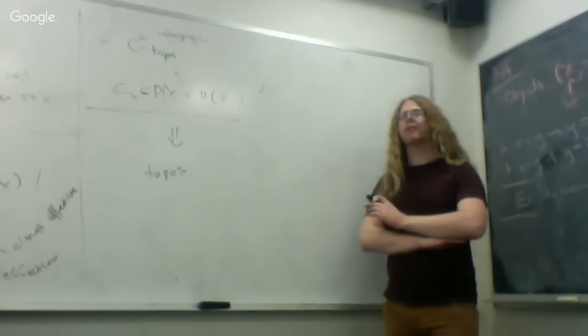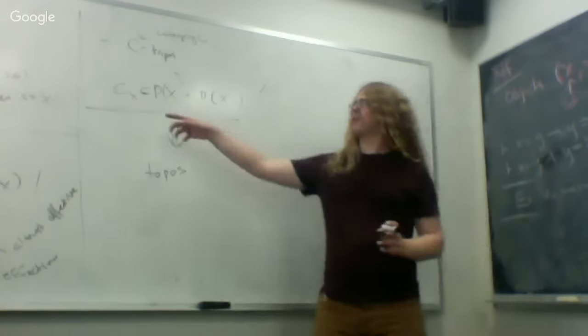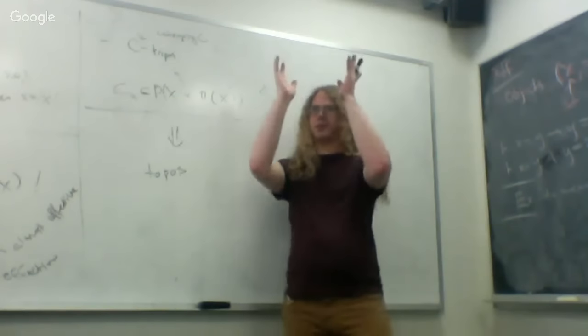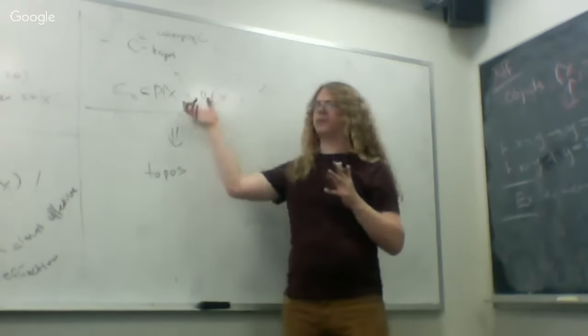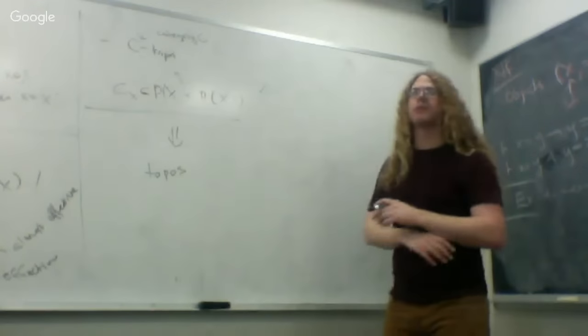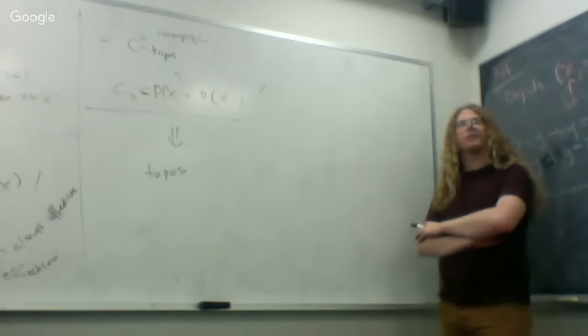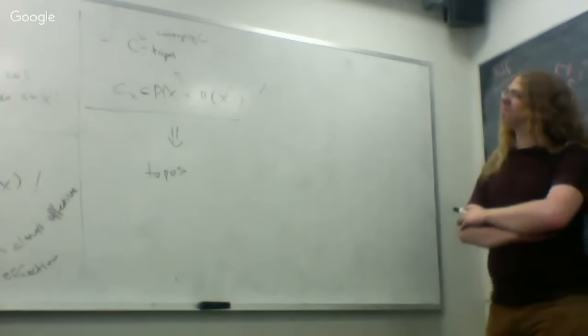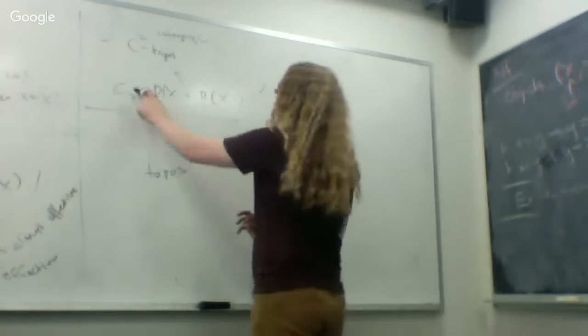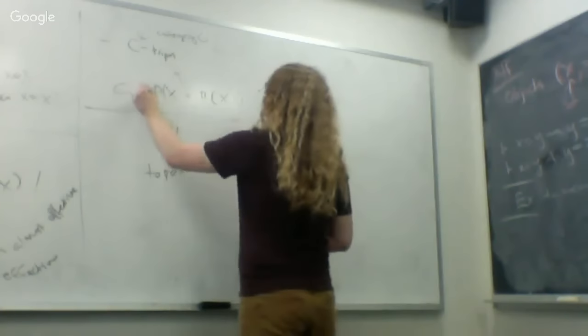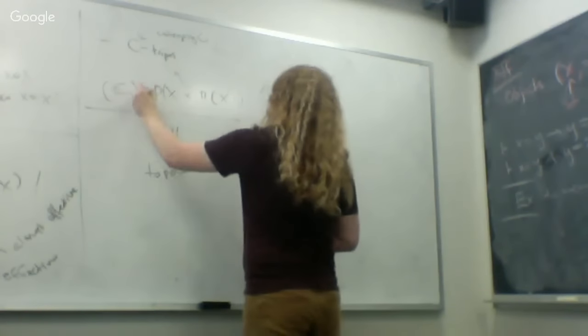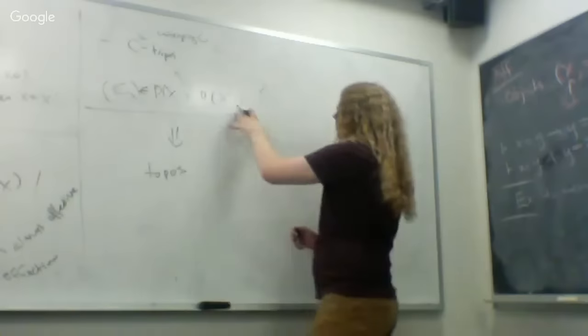And then epsilon X is a formula, something living over the variables. A formula in these variables. Is that epsilon? Yeah, this is epsilon. Epsilon X is an element of this set of formulas.